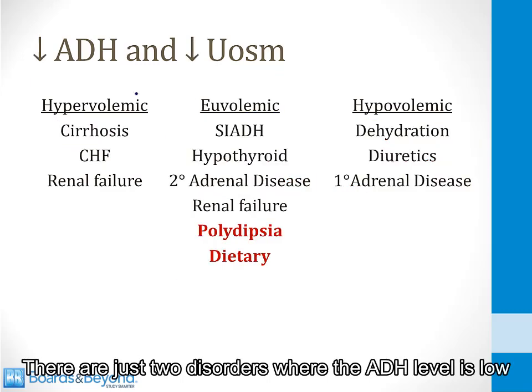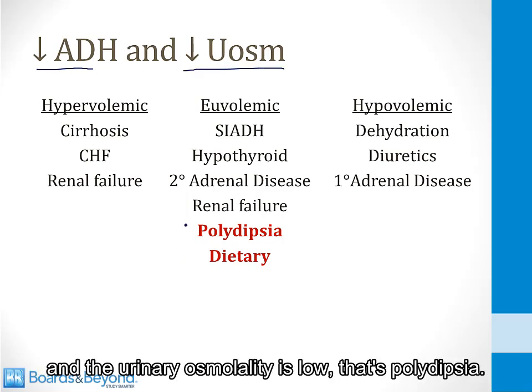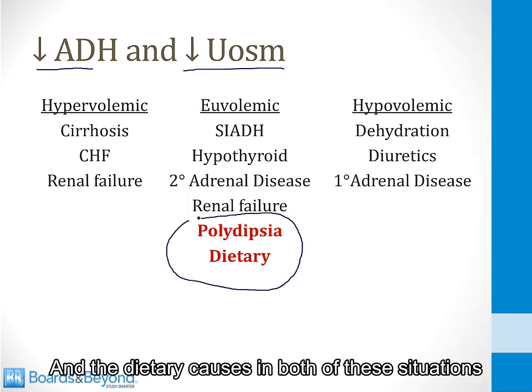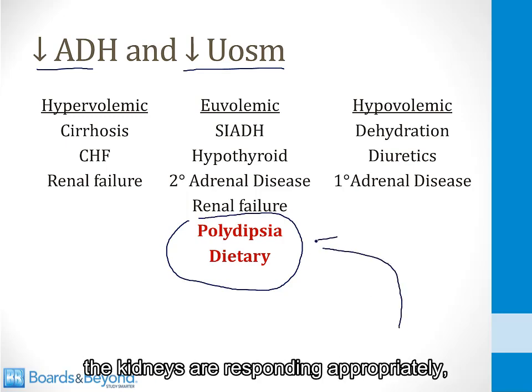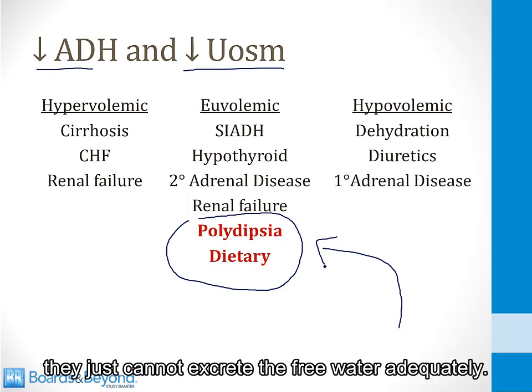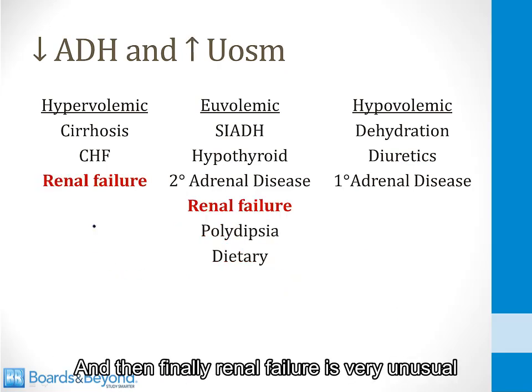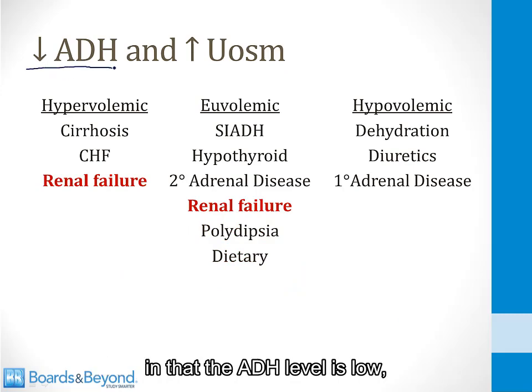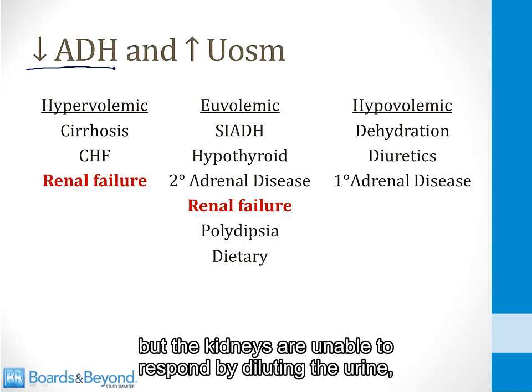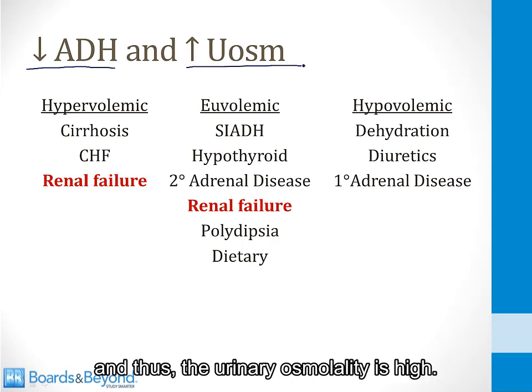urine. There are just two disorders where the ADH level is low and the urinary osmolality is low. That's polydipsia and the dietary causes. In both of these situations, the kidneys are responding appropriately. They just cannot excrete the free water adequately. And then finally, renal failure is very unusual in that the ADH level is low, but the kidneys are unable to respond by diluting the urine, and thus the urinary osmolality is high.